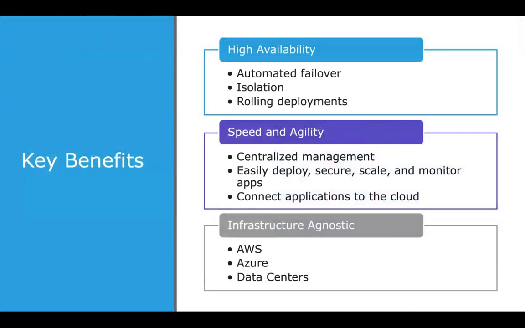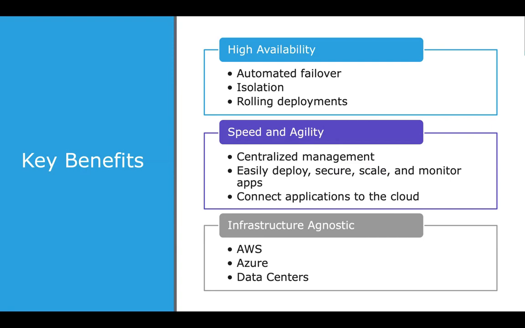So from all those features, I see three main benefits. Number one is high availability. And with high availability, you get that automated failover of applications. You get the application isolation, and you get rolling deployments with zero downtime. And so if deployments are a pain for you, you might consider Runtime Fabric, and we'll look at that in use cases here in a little bit.